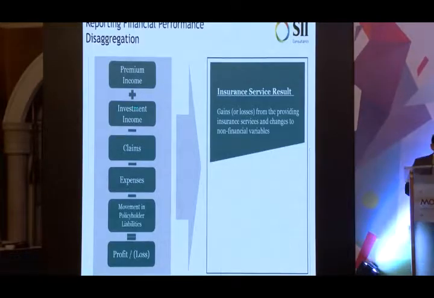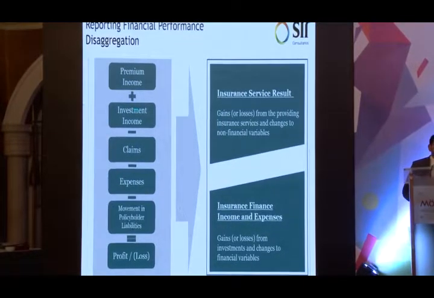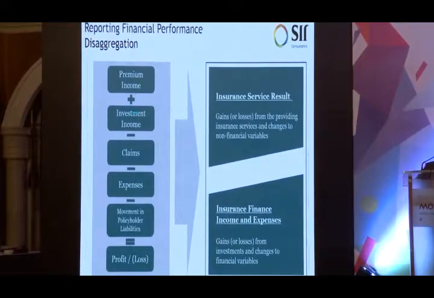Going forward, the first change is that this performance will have to be split into 2 components. The first of which would be the insurance service result. This would simply reflect the gains and losses on providing insurance service, and changes in non-financial variables, which could include things like mortality, persistency, expenses. Whereas the second component would be insurance finance income and expenses, which would reflect the investment income and the impact of discount rates and changes in discount rates.